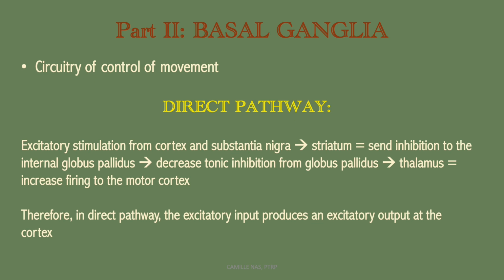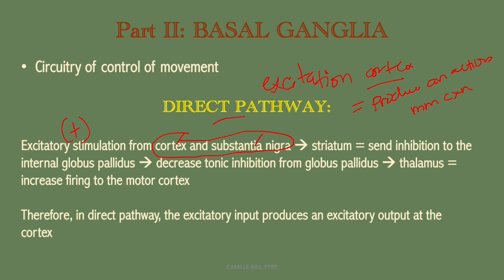Okay? So, let's move on to the next slide. So, now we have the direct pathway. Again, your direct pathway, this will result to excitation of the cortex. No? Pag sinabi natin excitation of the cortex, it will therefore produce an action or muscle contraction. Pwede rin, di ba? Okay, so both pathways, no, they will start from the cortex and the substantia nigra. Now, with the direct pathway, it will have an excitatory stimulation from the cortex and the substantia nigra going to the basal ganglia via your striatum.